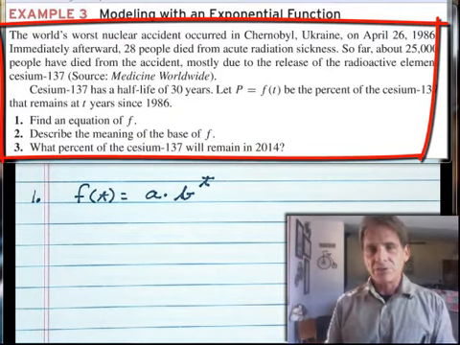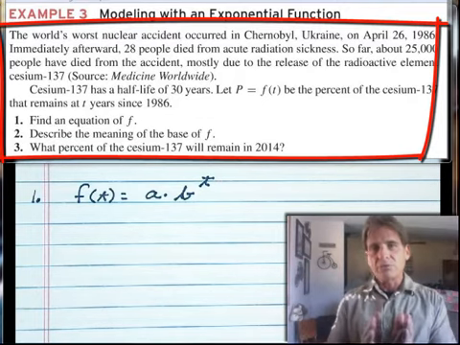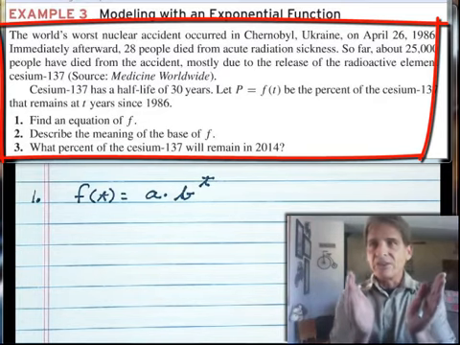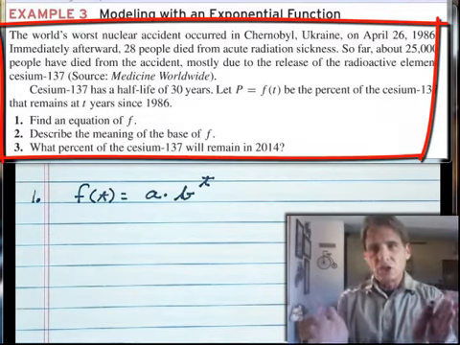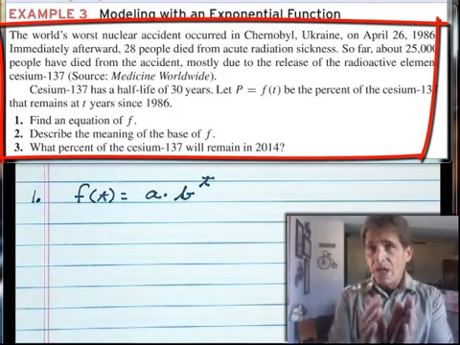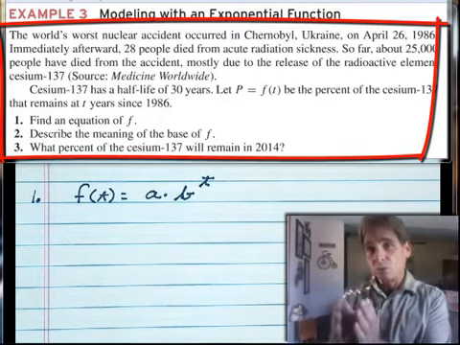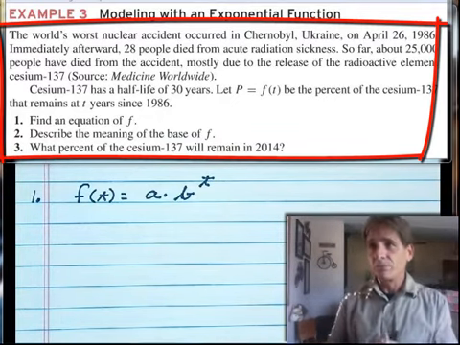Cesium-137 has a half-life of 30 years. Again, what half-life means is if you had 100% at the time of the accident, after 30 years, half of that remains. So therefore, after 30 years, 50% remains. And then after another 30 years, half of that 50 remains, which would be 25%. So after 60 years, a quarter remains.